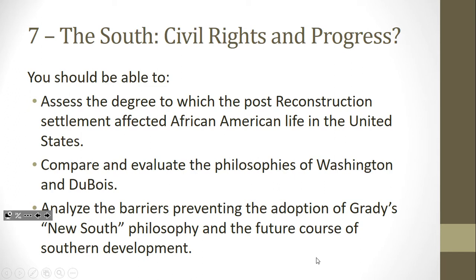So we're going to return to the American South about midway through this unit here and talk about how all of this industrialization affects or doesn't affect the way that the South operates. So without further ado, here are your objectives. Take a moment and make sure you understand them, and then let's dive in.